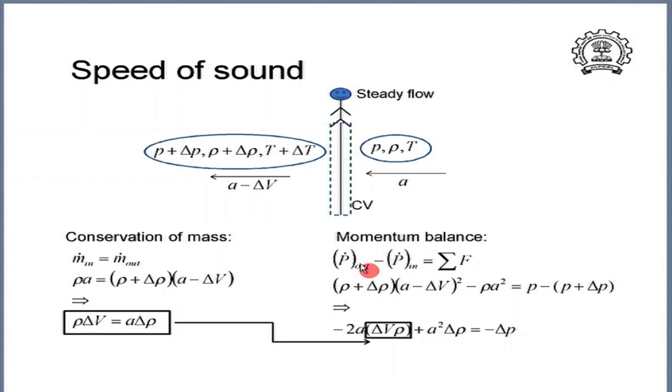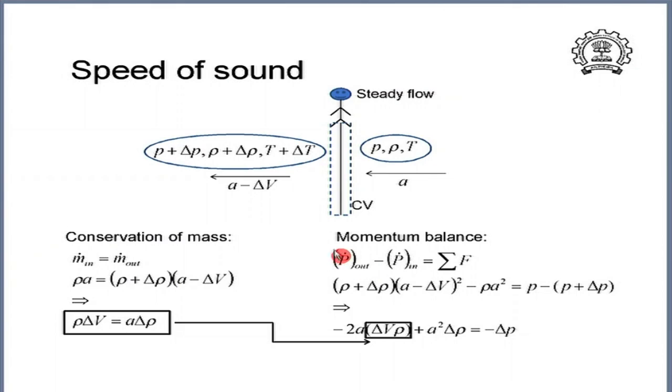What is the rate of momentum then that we are talking about here? It is simply the mass flow rate times the velocity component in whatever direction that we are talking about. Here it is only one dimensional, so it is the axial direction that we are talking about, and therefore we have only one component of velocity to speak of. So here that is not really a trouble.